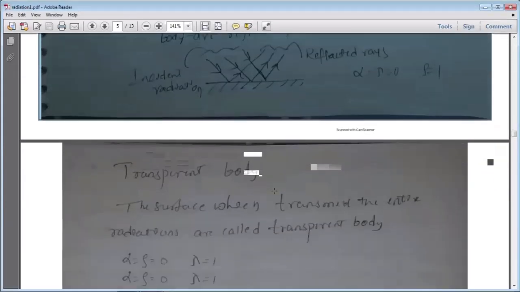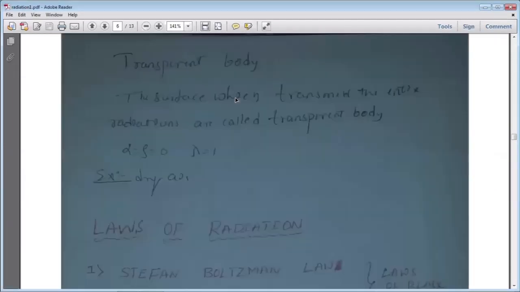And the next one is called a transparent body. What is a transparent body? Suppose glass, we can consider it about a 90% transparent body. Whatever incident rays fall on the glass will transmit through that glass. The rays are transmitted through the glass, and that is called a transparent body.